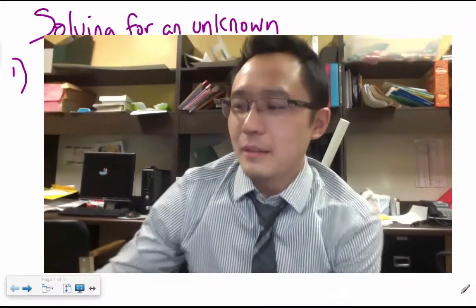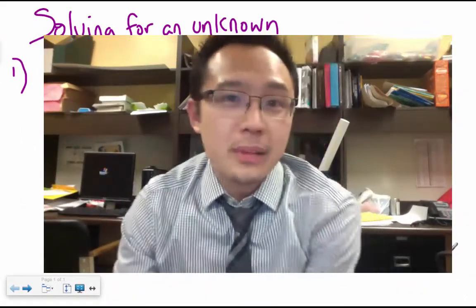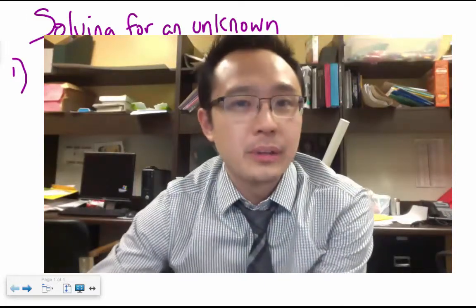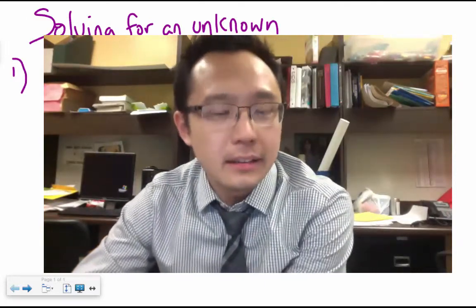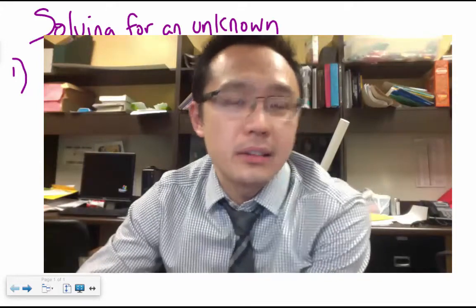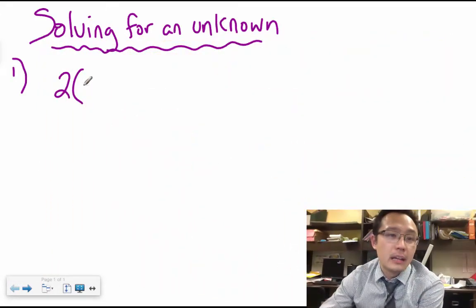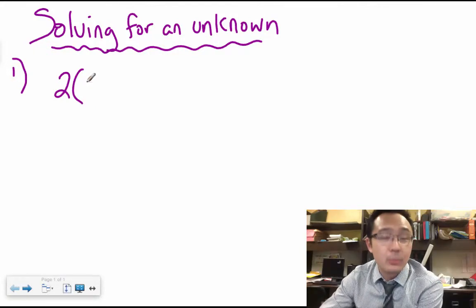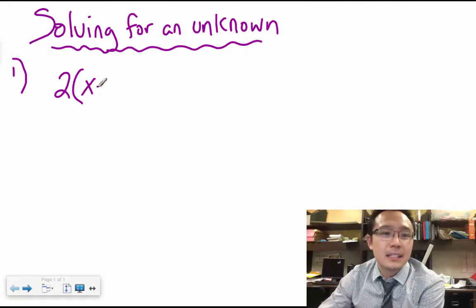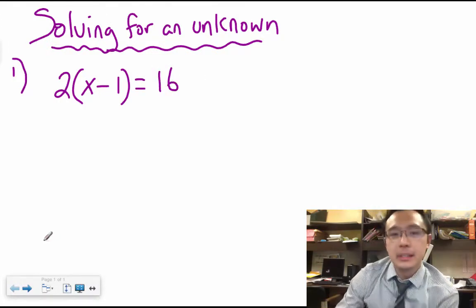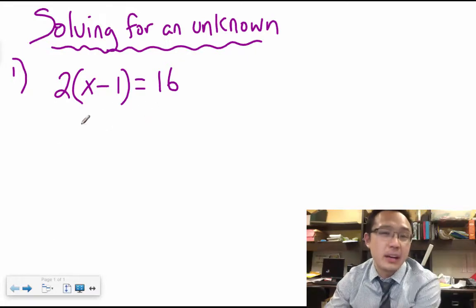Okay, so this is going to be a video about solving for an unknown with the distributive property. A question involving distribution will have brackets in it. We can do one with just brackets on one side of the equation. So let's say that we have 2, and then a bracket or parentheses, x subtract 1, is equal to 16. We can look at that example, and then we'll do one with parentheses or brackets on both sides of the equation.